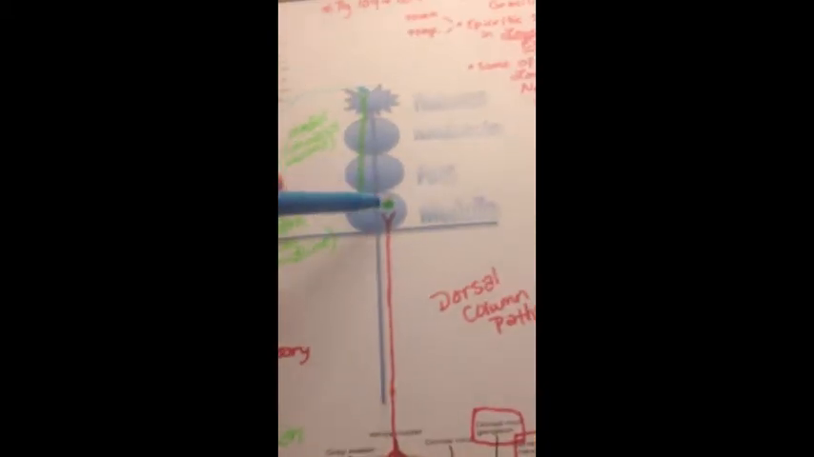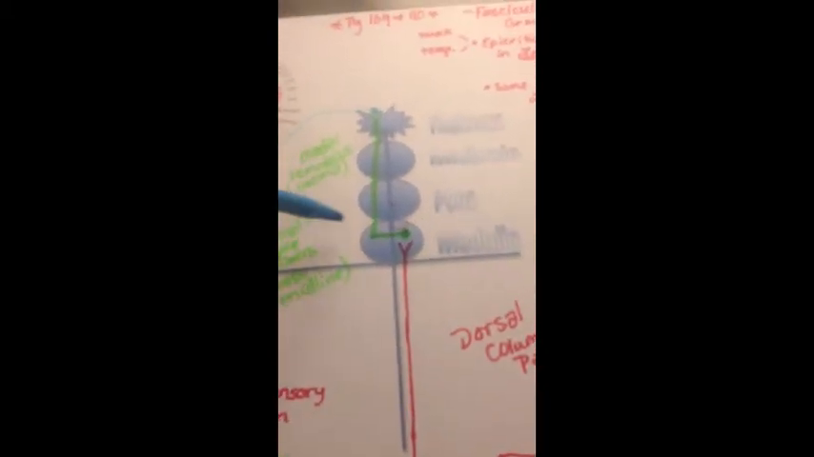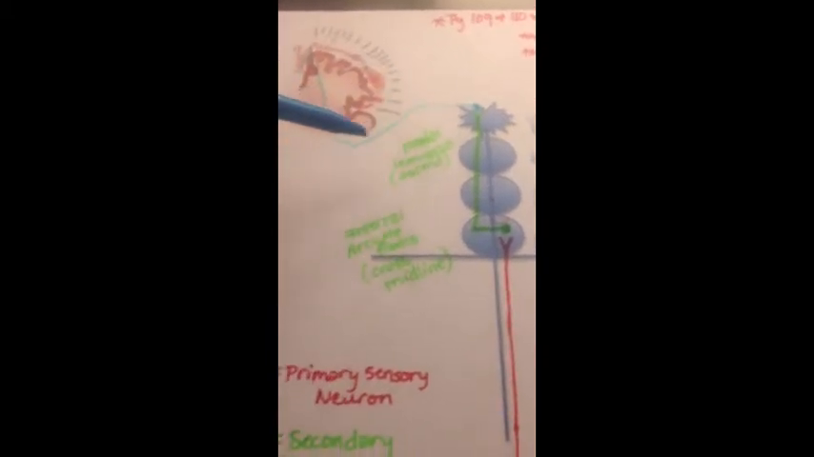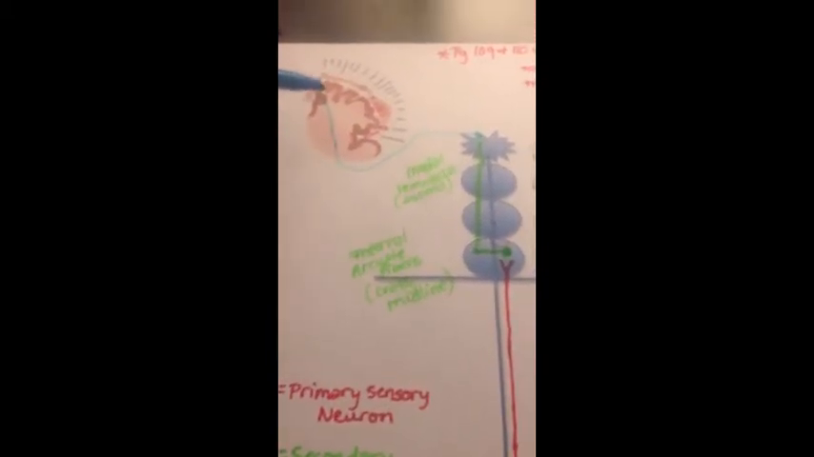So there you have it. We've traveled from the foot all the way up the spinal cord into the medulla, crossed midline, gone up to the thalamus, where we've synapsed with our third order neuron, and traveled all the way up to the sensory cortex, corresponding to the toes and the foot. And there you have it. That was Fasciculus gracilis.